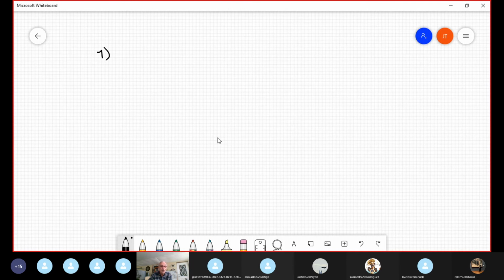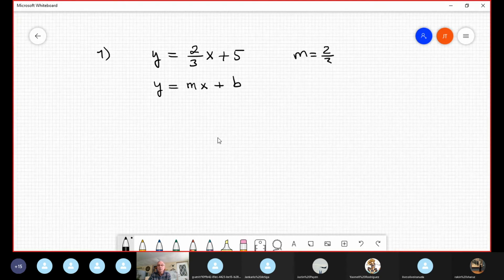Let's do the first one. The first one says y is equal to two-thirds x plus 5. So you immediately recognize that this is expressed in the form mx plus b, no? Why? Because y is isolated. Then they ask me, find the slope. The slope is 2/3. And the y-intercept is located at 5, because b is 5. You can see b is 5, or much better, in my opinion, the point (0, 5).